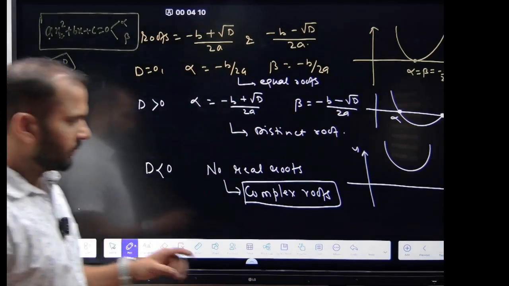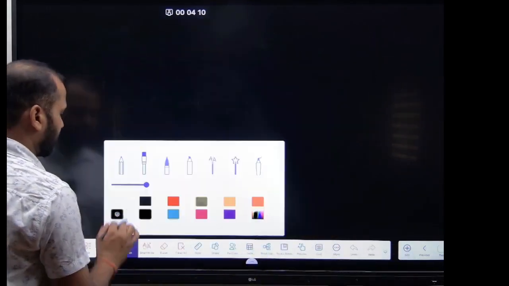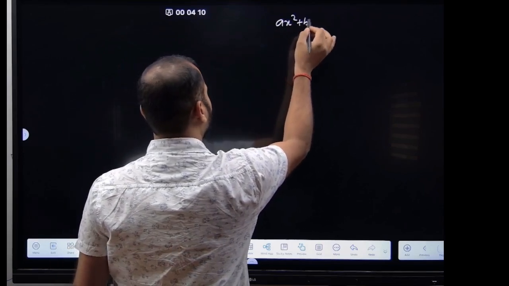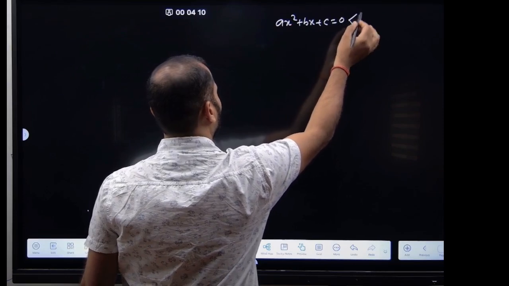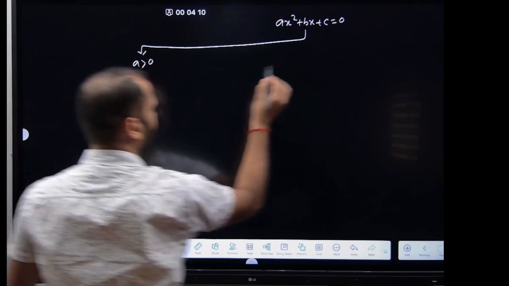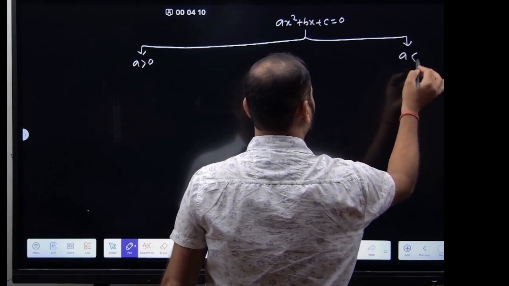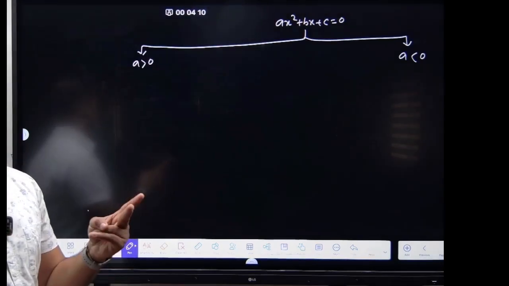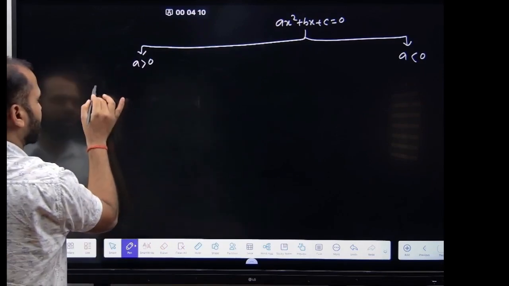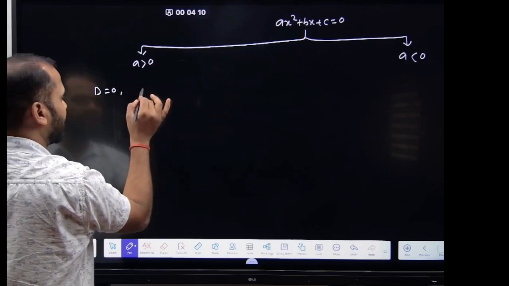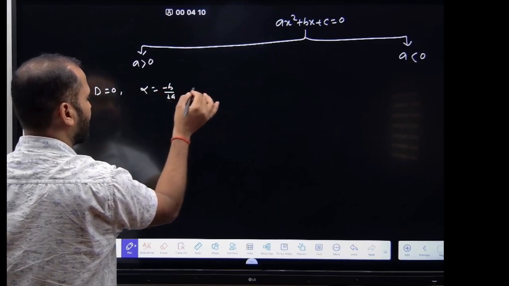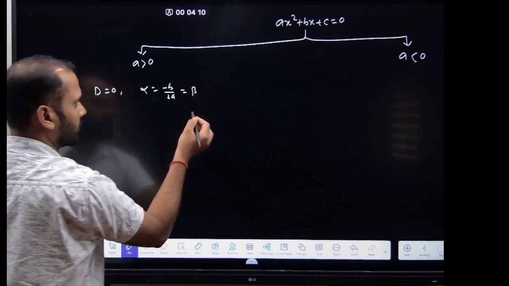That I will be writing. As of now, you should just remember this. Any quadratic equation I write, let it be ax square plus bx plus c is equal to 0. Two roots will be there. From here I will write two cases. The first case is a greater than 0, the second case is a less than 0. Based on the d you calculate, first d is equal to 0. Which kind of root will it be? Alpha will be minus b by 2a, and beta is also the same. Both roots will be the same.